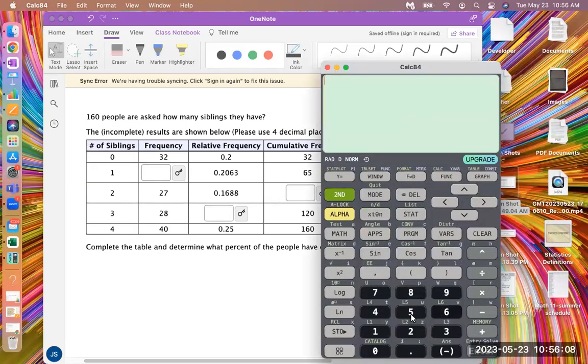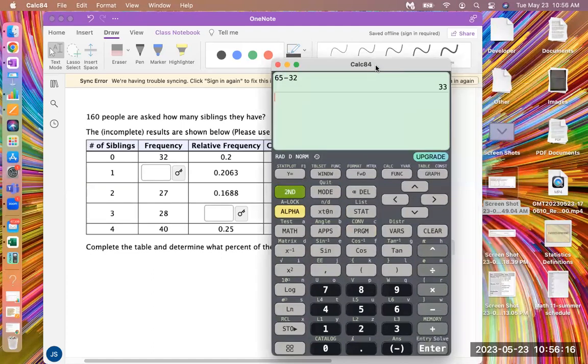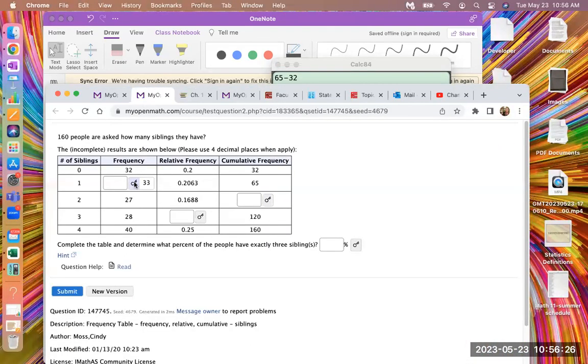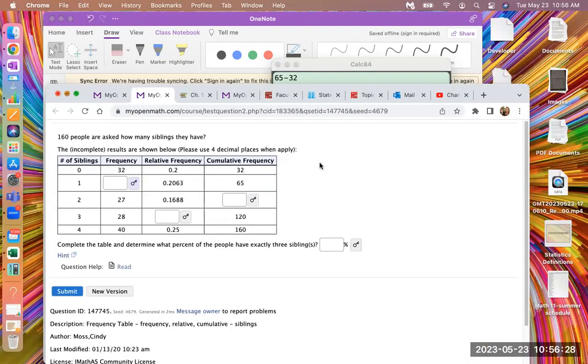So I'm just going to do 65 minus 32, and it gives me the answer, 33. So there must have been 33 people who answered 1. Let's just double check our answer here. 33 people. There we go.